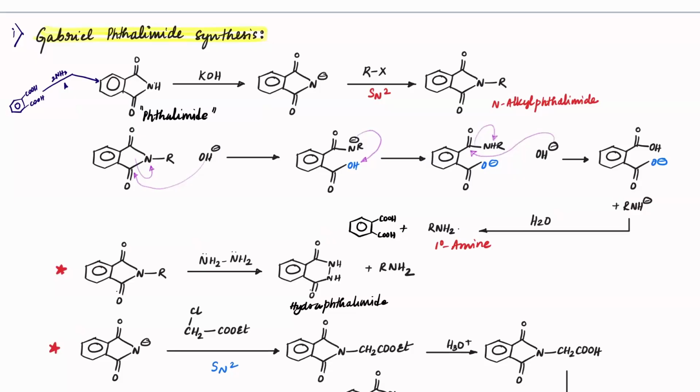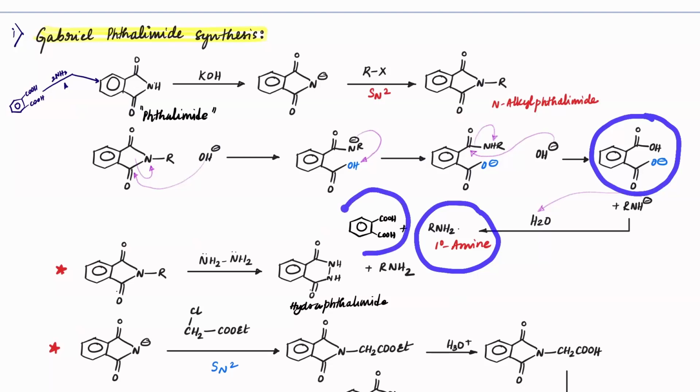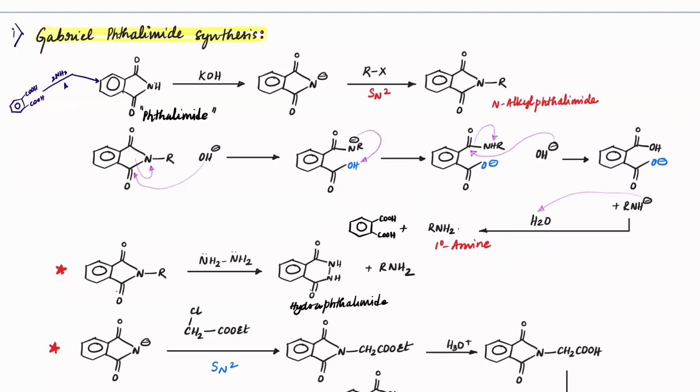NH minus can definitely take H plus from the aqueous solution and convert into primary amine, while this will also take H plus and convert itself into phthalic acid. So you will get a 1 degree amine and a phthalic acid. Both can be easily separated based on their boiling points. Distillation can be done, and you can nicely remove out this primary amine.